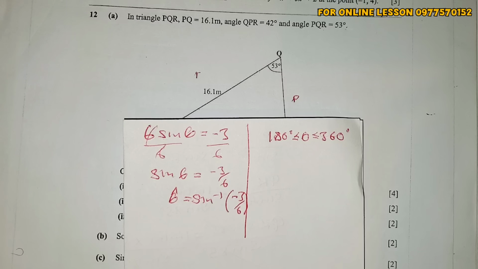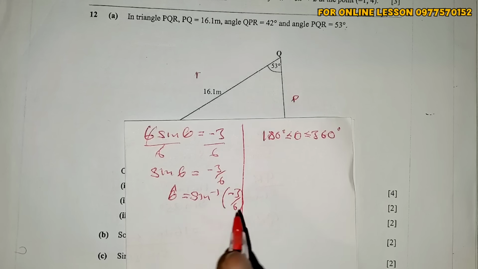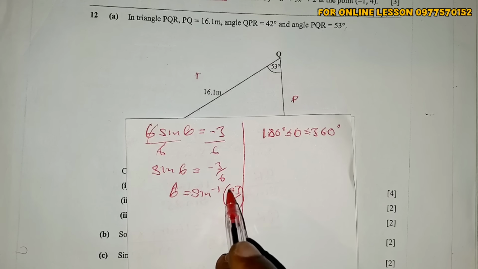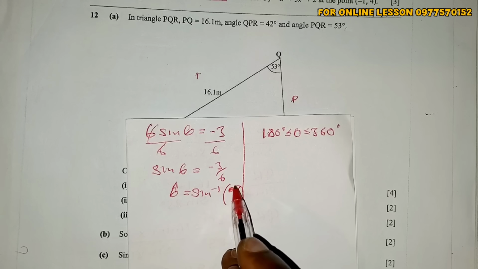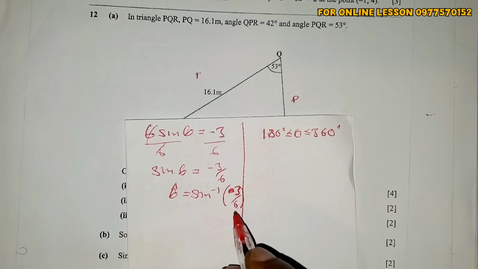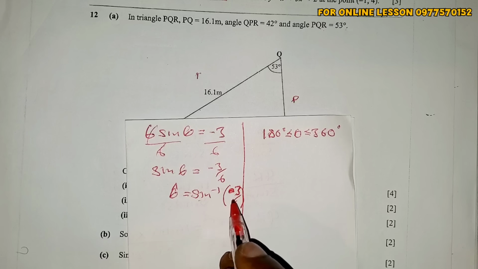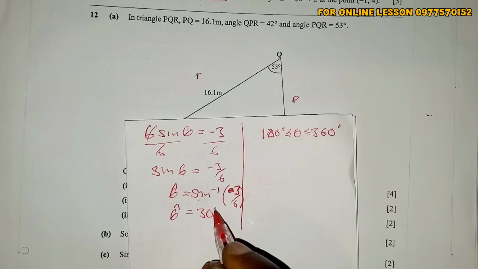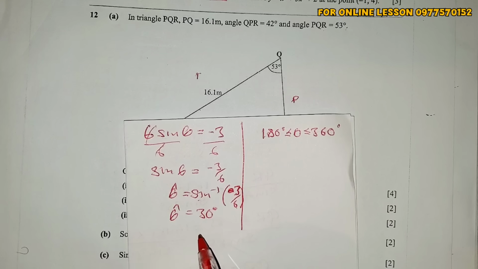Okay, sine inverse. So punch that one in the calculator. So when punching on the calculator, you should bear in mind, you should ignore the negative here, write the positive 3 over 6, which is 0.5. And these are special angles. Sine inverse of 0.5 is 30 degrees. So this is the reference angle, 30 degrees.